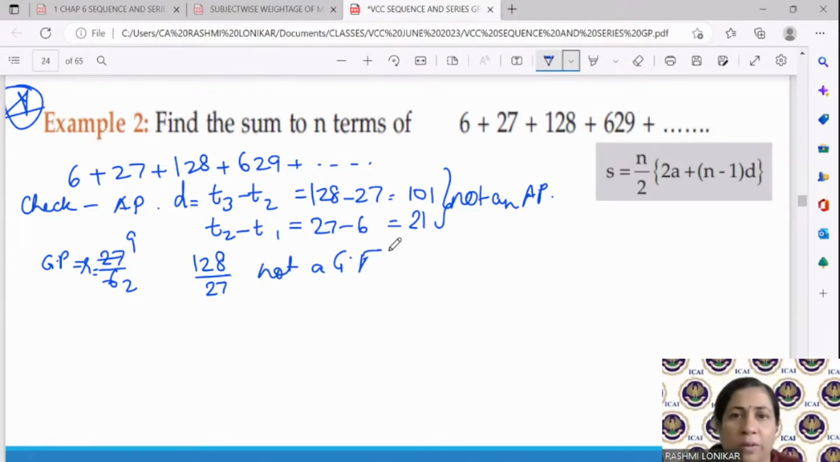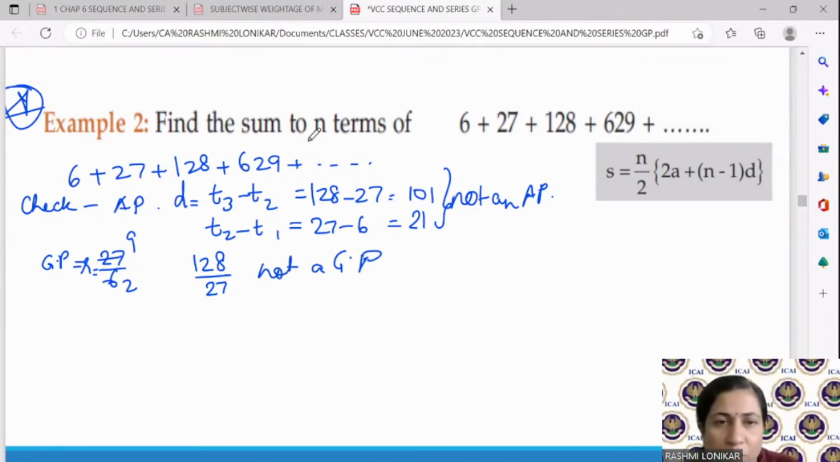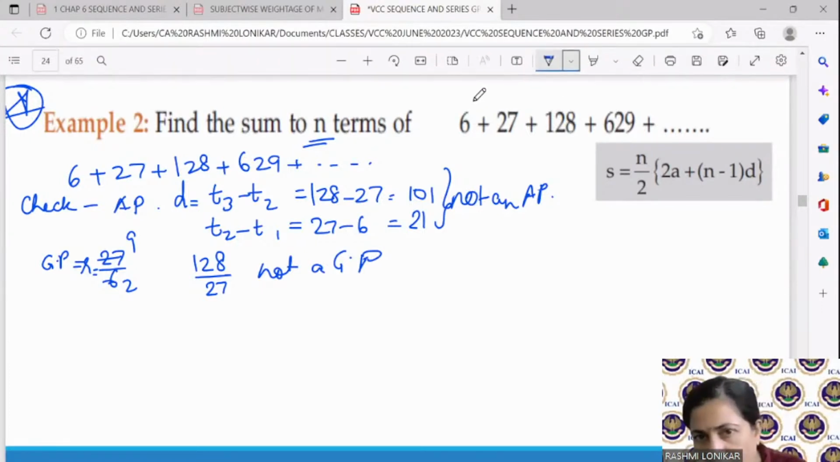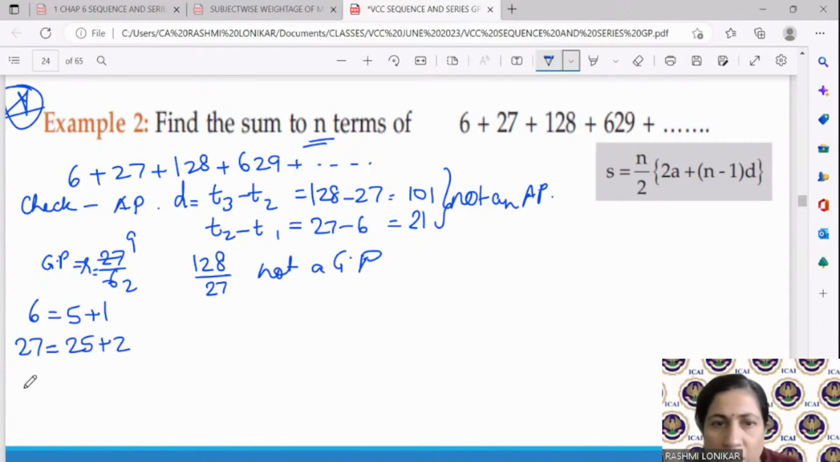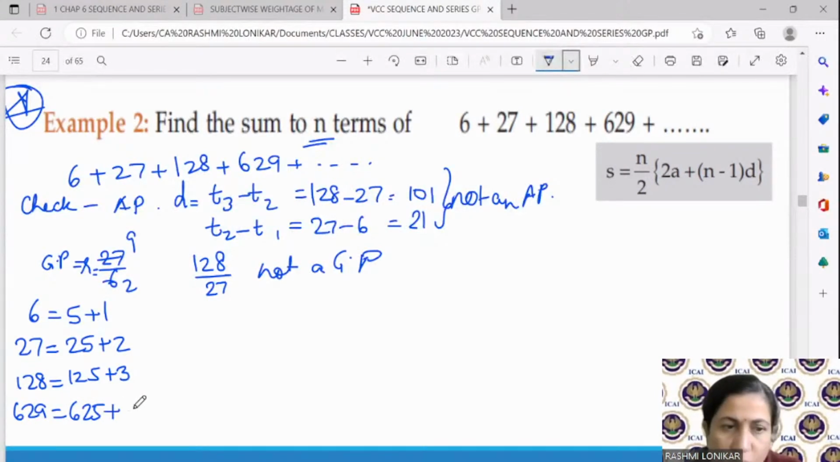Now, how do I find out? It is asking me up to nth term. So, I don't know how to do this. Here, what happens is now I pay attention to the numbers. 6, 27, 128. So, here you can see 6 can be written as 5 plus 1. 27 can be written as 25 plus 2. 128 can be written as 125 plus 3. And 629 can be written as 625 plus 4.